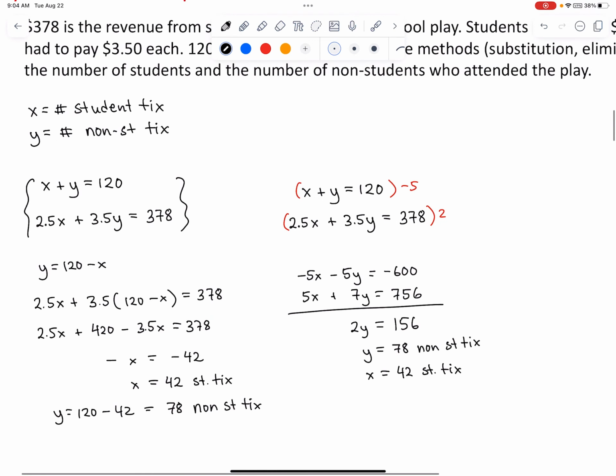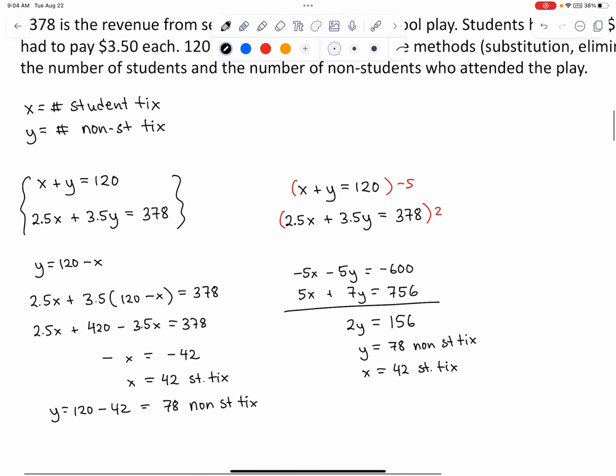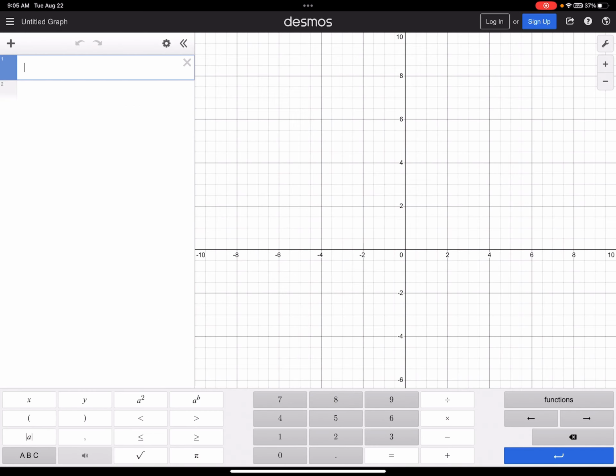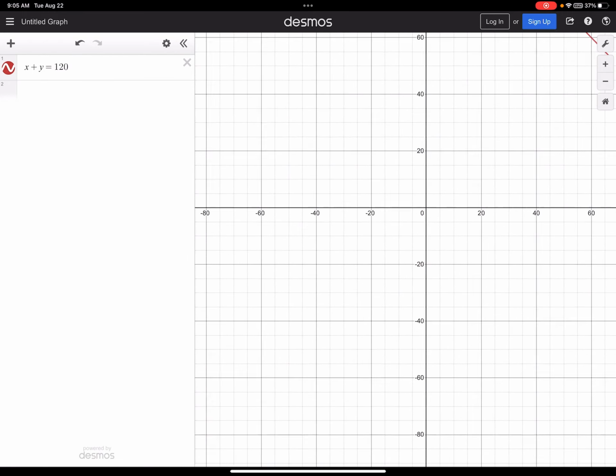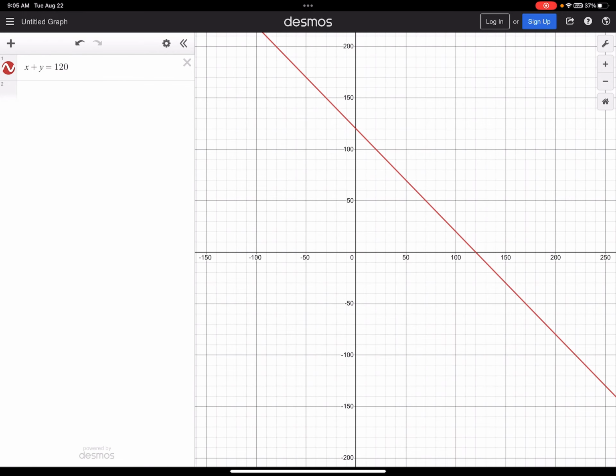Now, in order to do the graphing method to confirm that this is in fact the answer, we would reach for some sort of graphing software. I'm going to use Desmos as my graphing software. In Desmos, I'm going to graph both equations. So we had x plus y is equal to 120. Now I'm going to zoom out in Desmos so I can see where the graph actually is. And here's our graph of our linear equation.